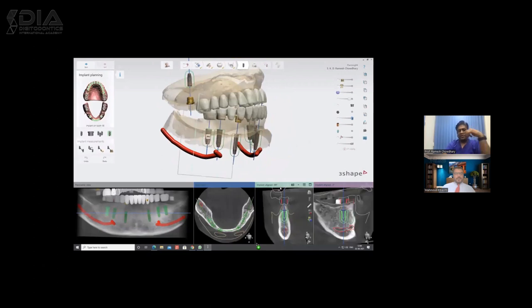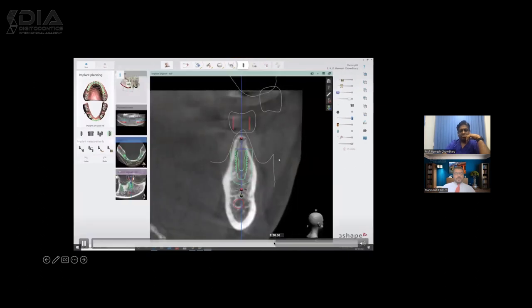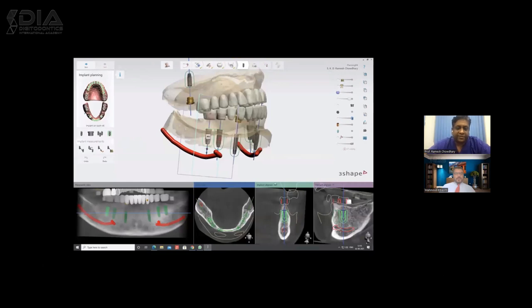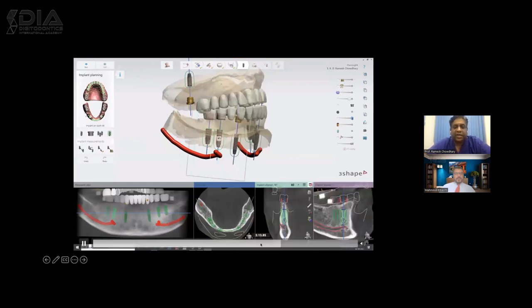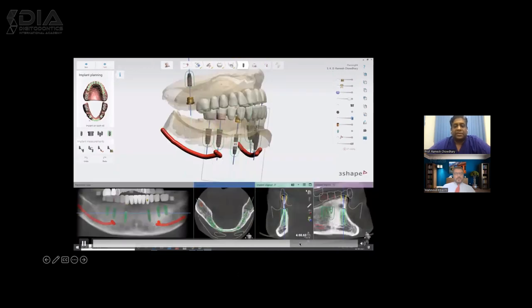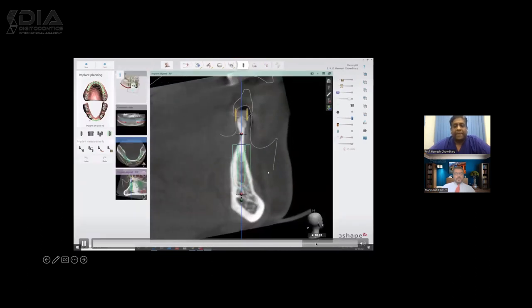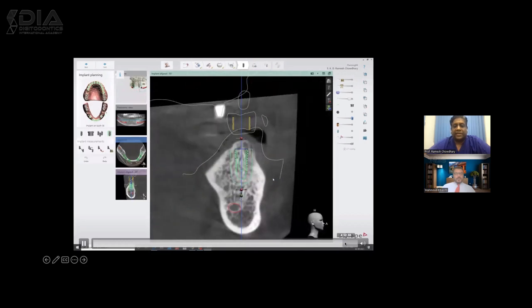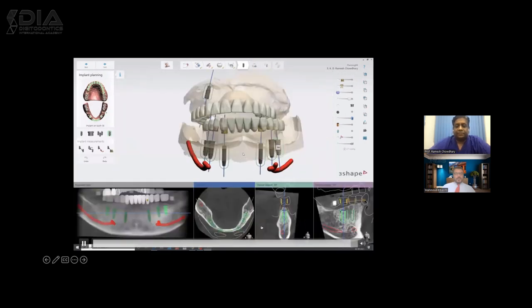Of course, these implants were 6, then later on we reduced it to 4, because in our part of the nation, because of some financial constraints, the patients don't agree to the planned number of implants. So this is how the planning was done with the virtual teeth there.